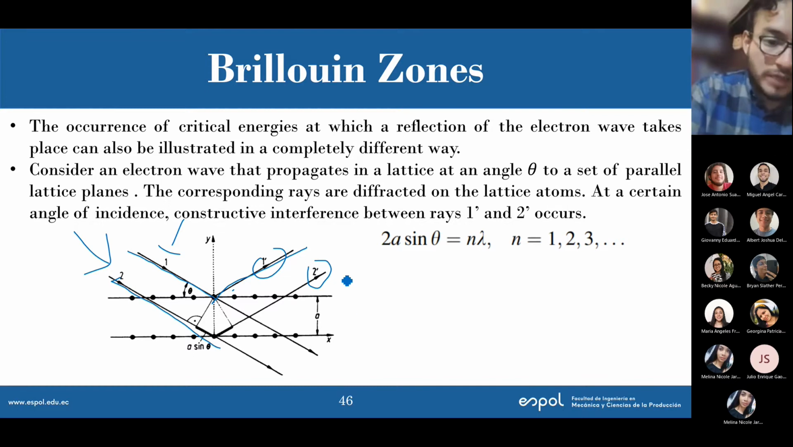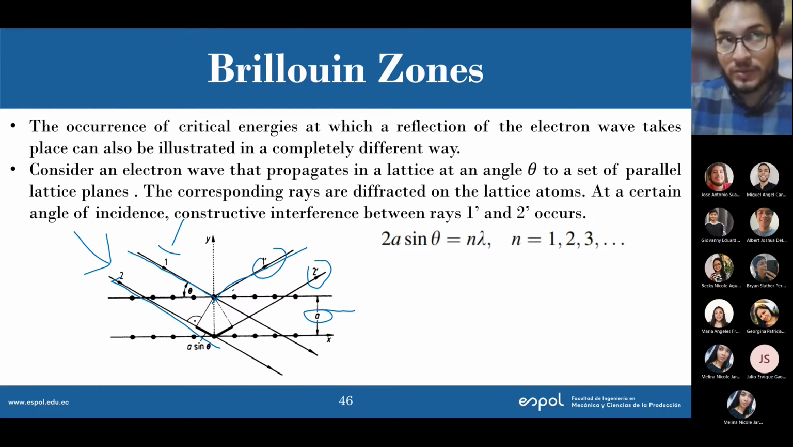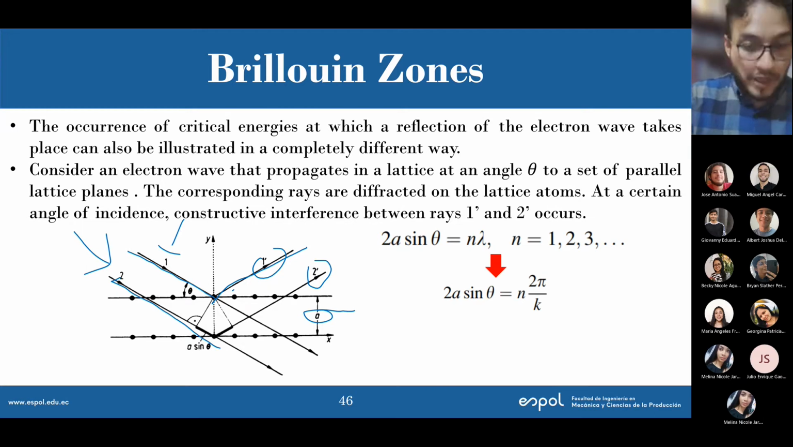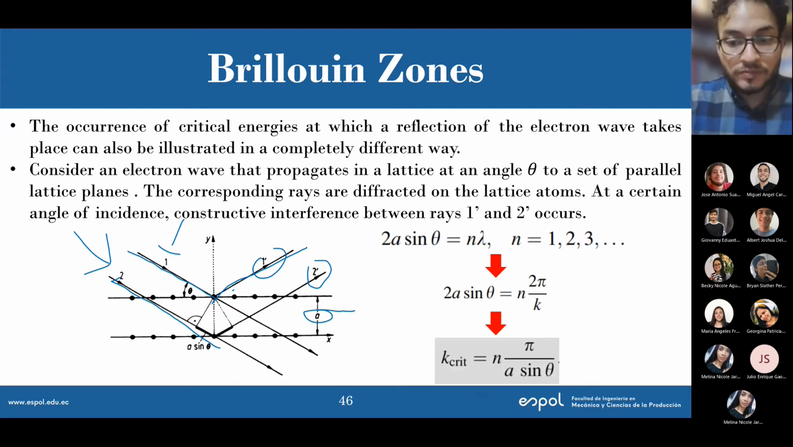Okay. a is the lattice. Well, remember when you were learning about Bragg's law, that was actually the interplanar distance, right? Here, making the analogy, it will be the lattice constant. So it will be 2a sin theta equal to n times lambda. If you remember, lambda is equal to 2 pi over k, right? So you get that equation. And if you solve for k, you get that equation, right?